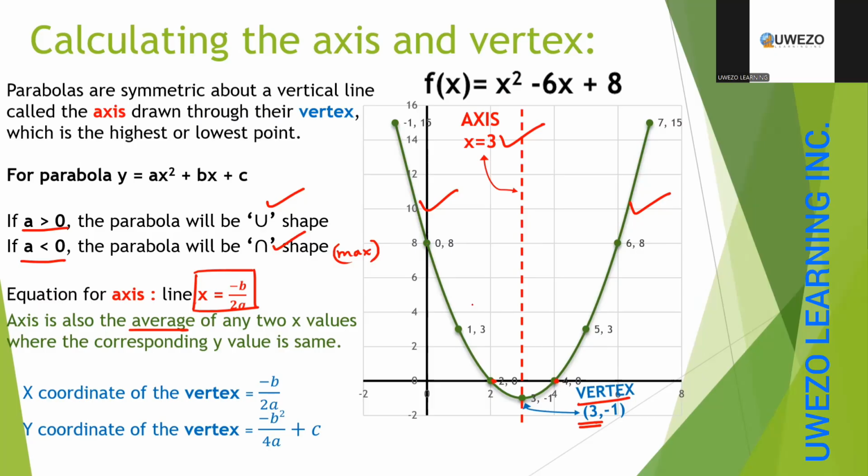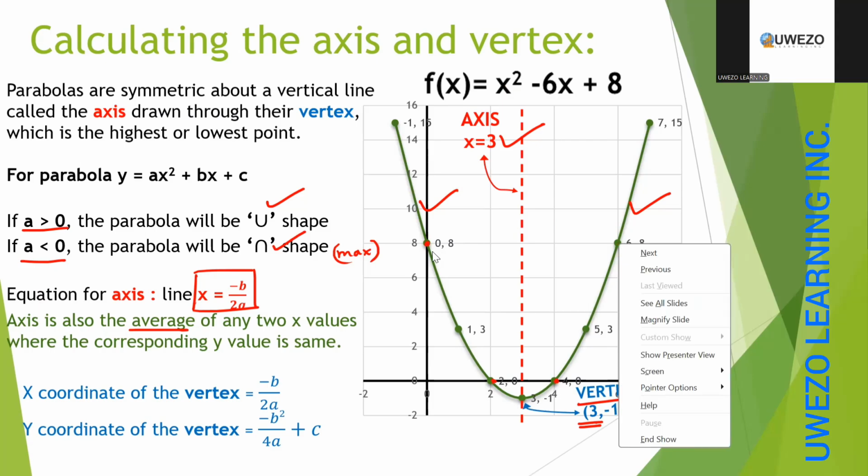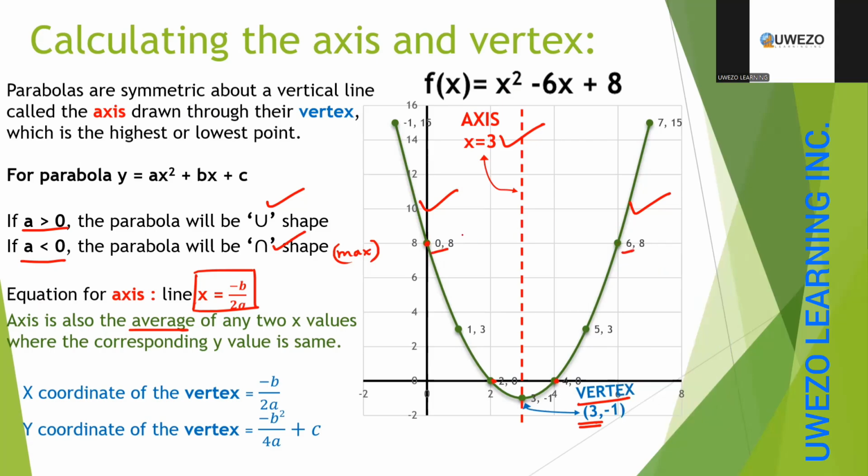Also, not only the x-intercepts, we could also take the average of any 2 points. Suppose here the x values are 0 and 6, but the y values are the same. So the average of 0 and 6 will again give us the same answer, 3.